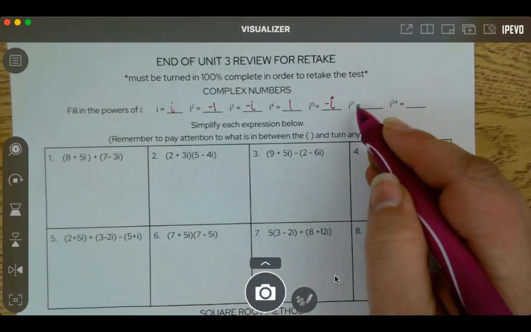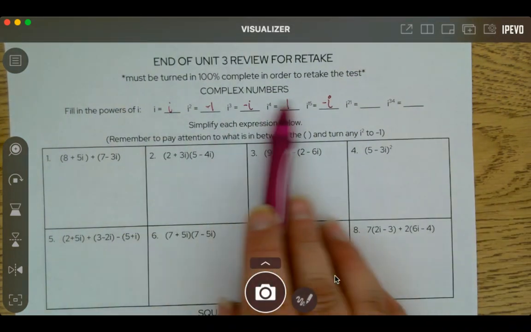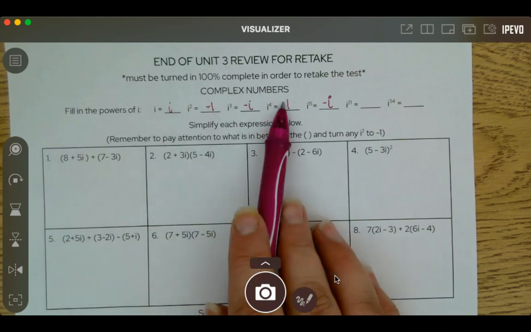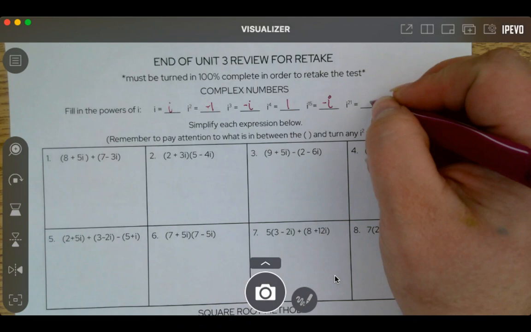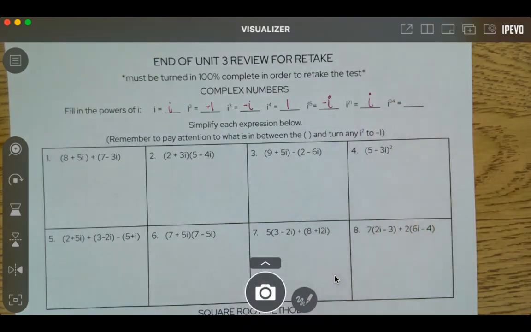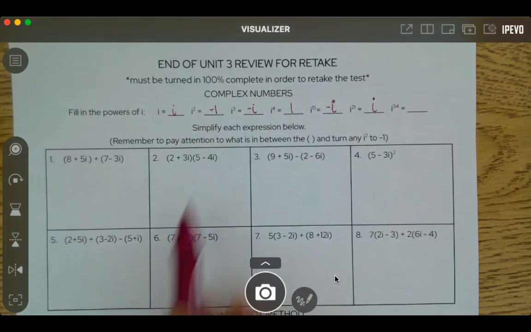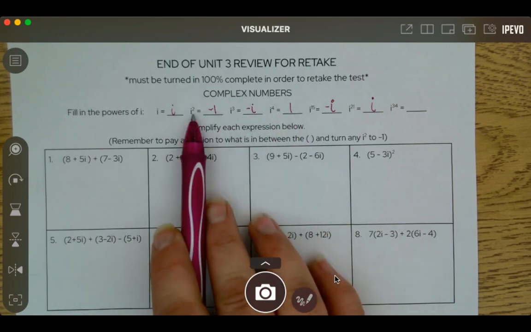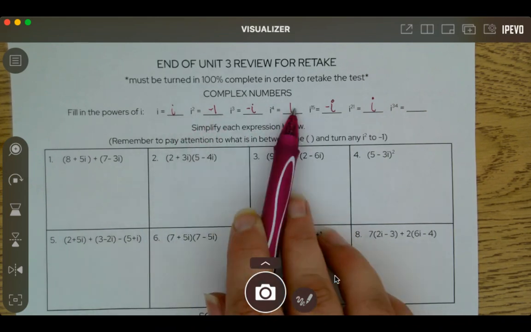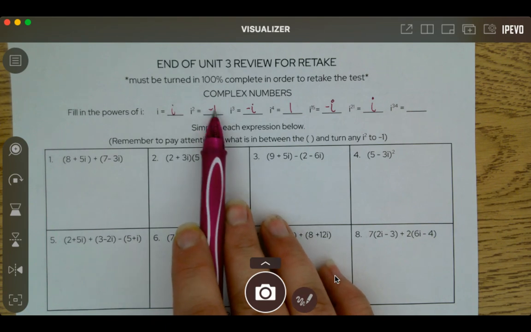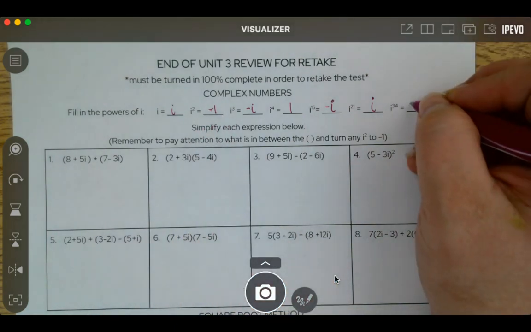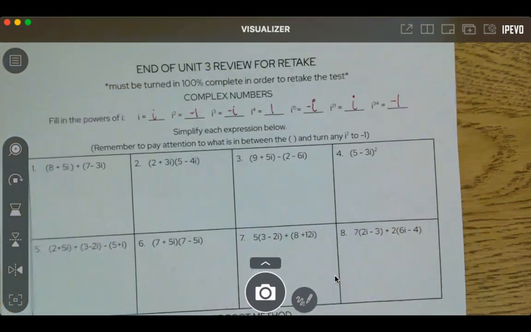i to the 21st means I'm going to do 5 of these. That gives me 20, and then I have 1 left over, so it's just i. i to the power of 34 does 8 of these patterns because 4 times 8 is 32, and then I have 33, 34. So 2 left over, and i squared is -1.